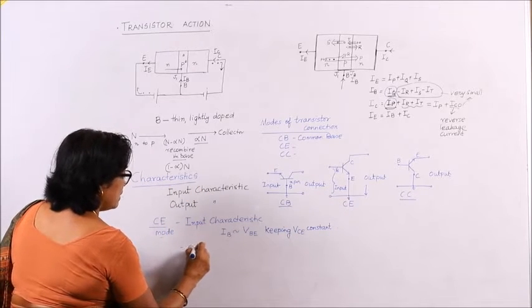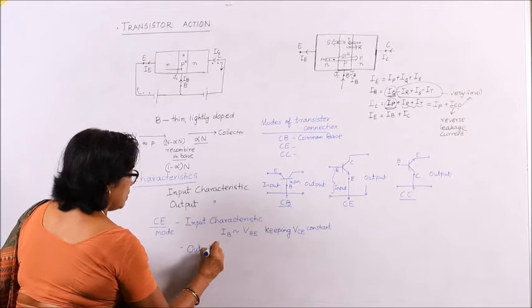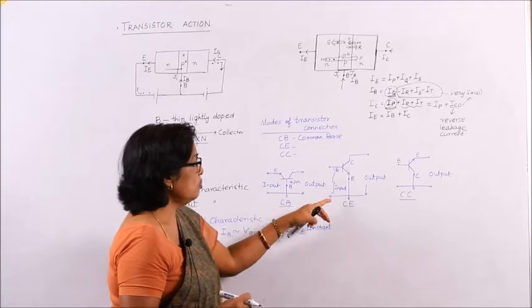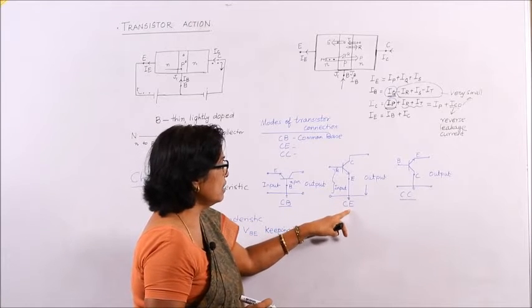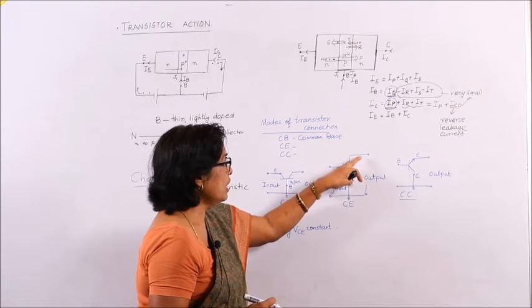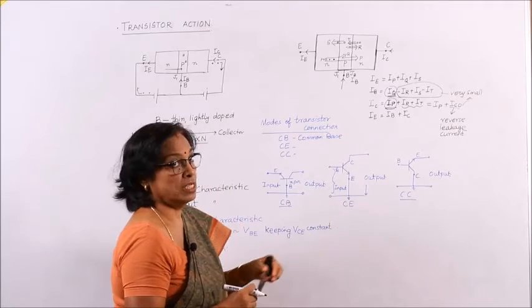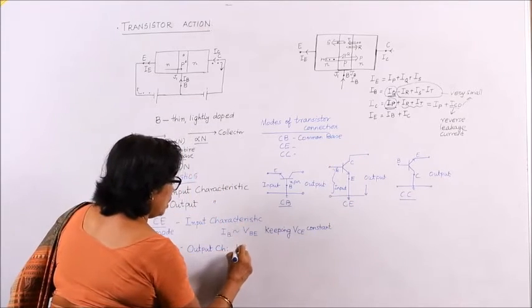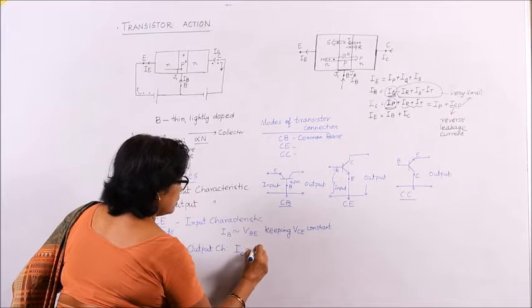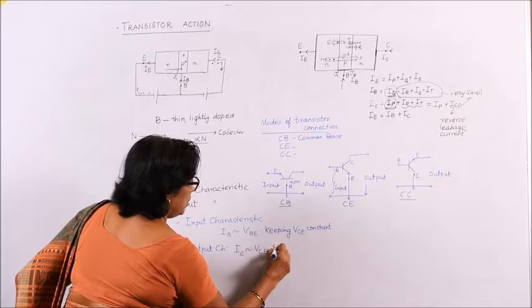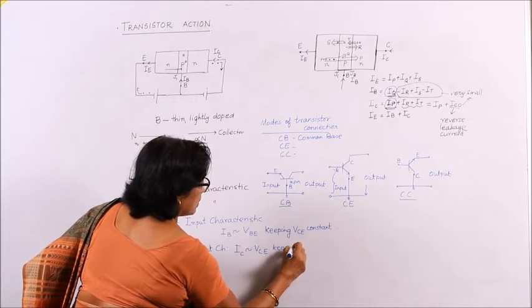And the output characteristic will be similar. If you go by the same principle here, in the common emitter, the collector current will be measured and the voltage will be the collector emitter voltage. So, this is a graph between collector current versus collector emitter voltage, keeping my IB constant.